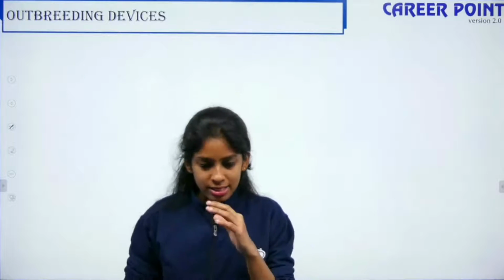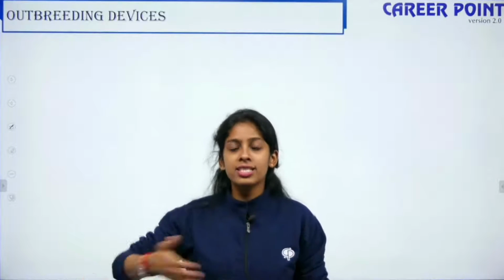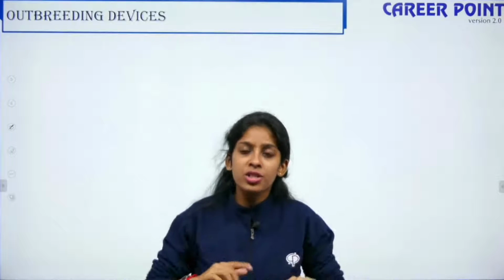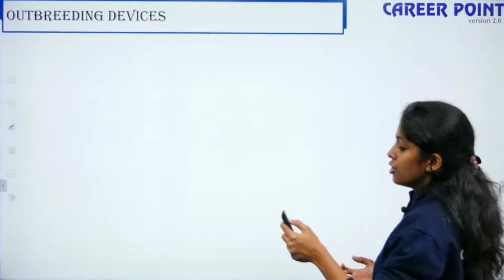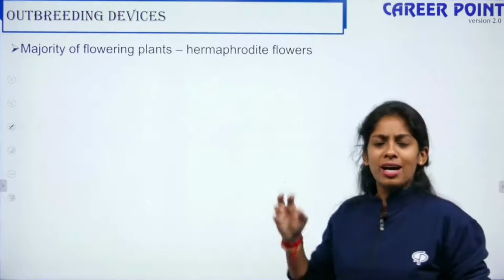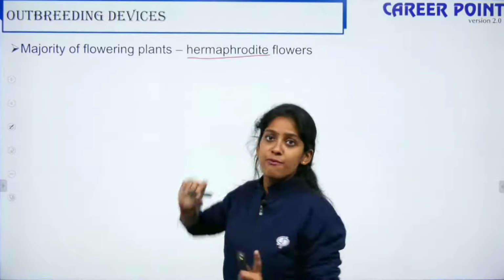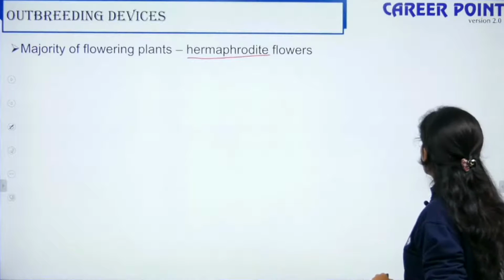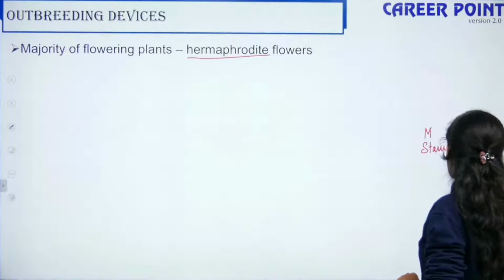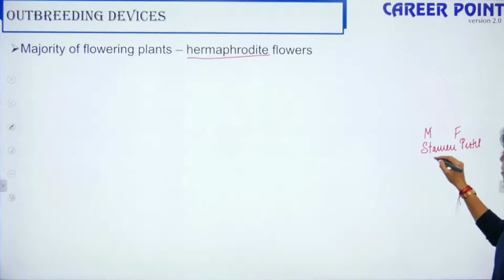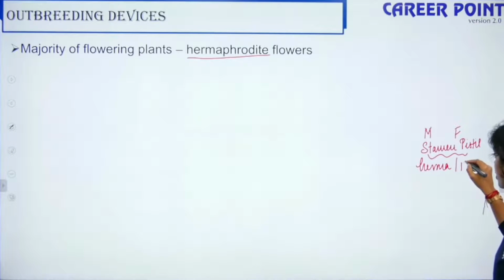But naturally the plant is designed for self-pollination. Now, if it has to prevent self-pollination and go against it and do cross-pollination, the adaptations the plant makes are known as outbreeding devices. Did you understand? Right? So how does it do this? The majority of flowering plants have hermaphrodite flowers. Hermaphrodite means the male and the female parts are present on the same flower. When the male portion and the female portion, that is the stamen and the pistil, are present on the same flower, that flower is called a hermaphrodite flower. It is also known as a bisexual flower.